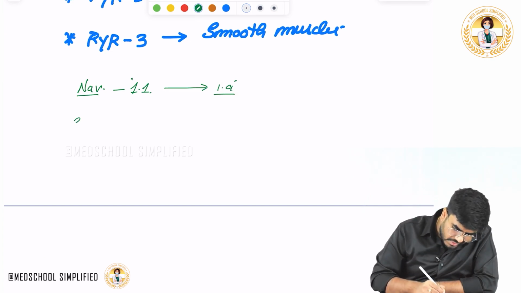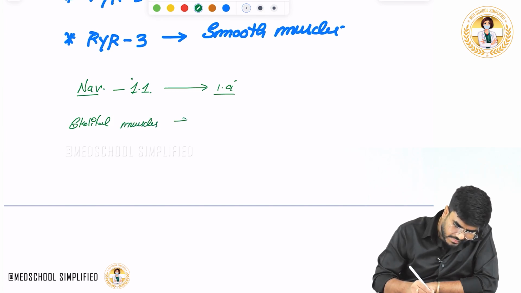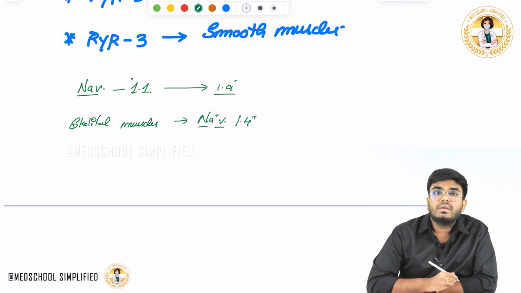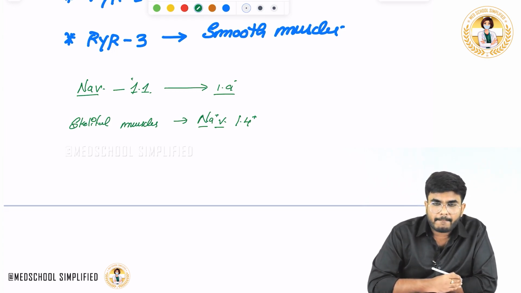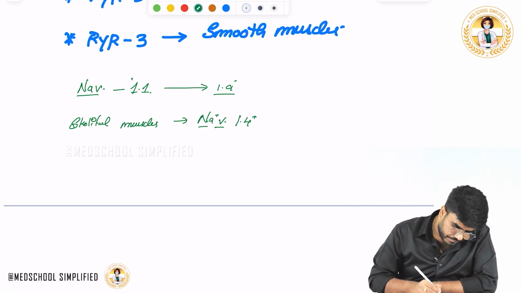Our topic is about the skeletal muscle. On the skeletal muscles, which type is present? NAV 1.4 type of voltage-gated sodium channel. It's present on the skeletal muscles, at the neuromuscular junction. Next, on the myocardium.